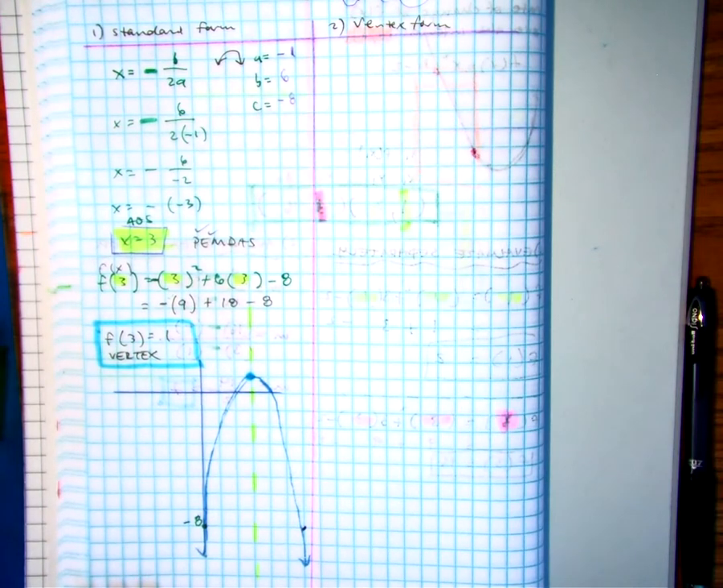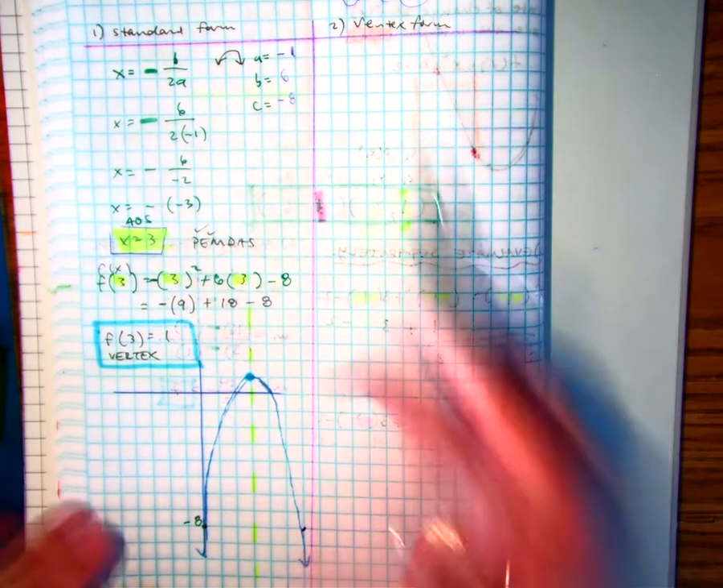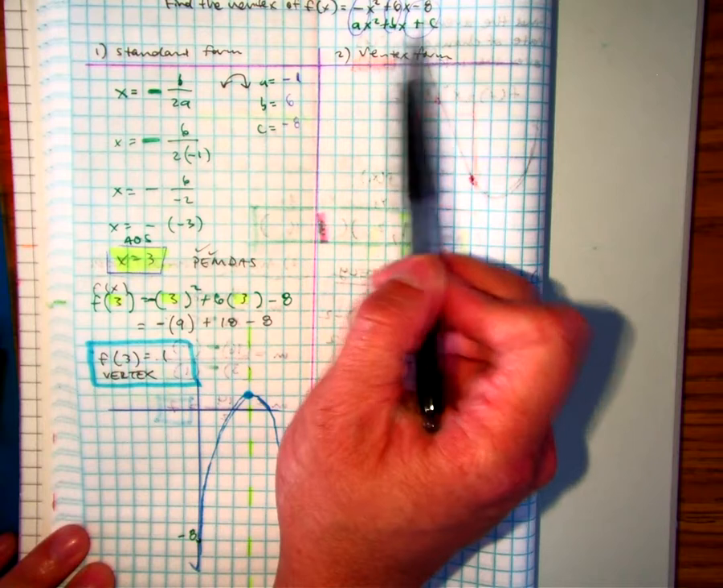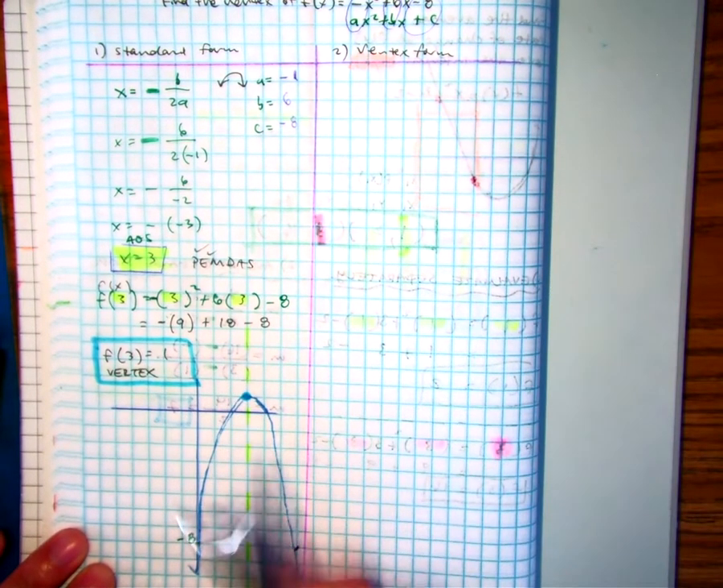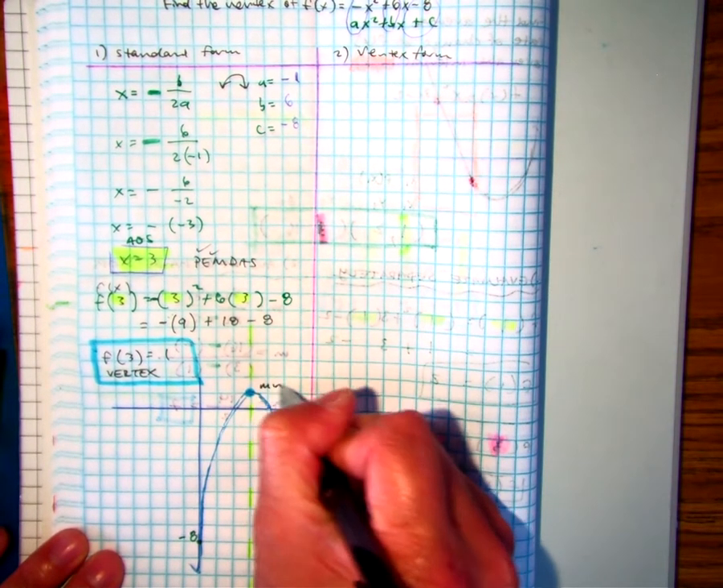Okay? So the big idea here is this. From standard form, we can find the axis of symmetry and the vertex. In this case, the vertex is a minimum.